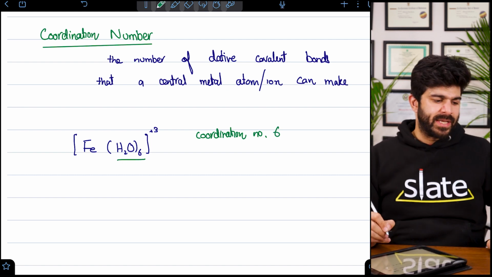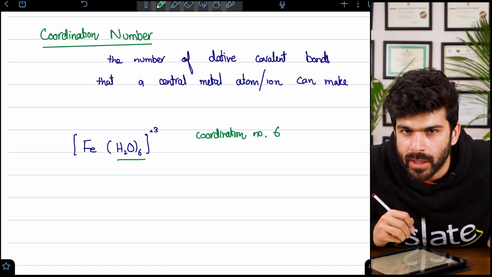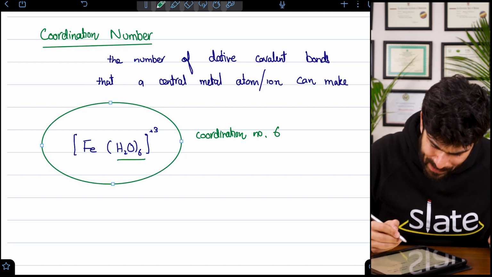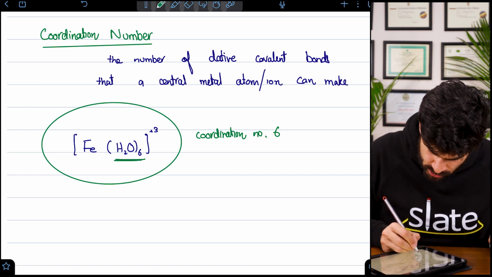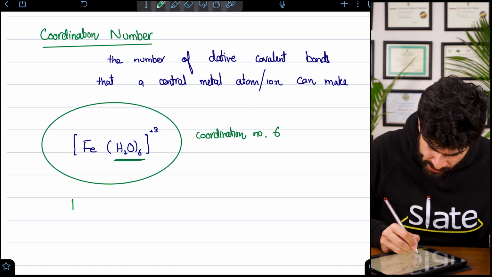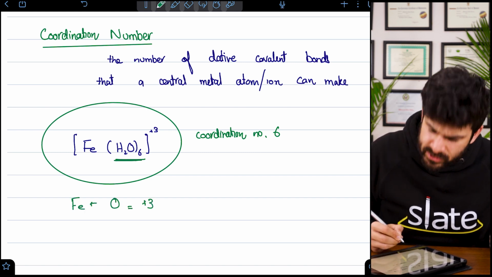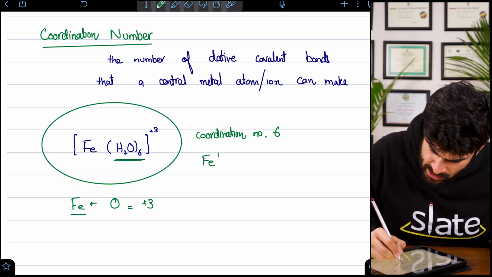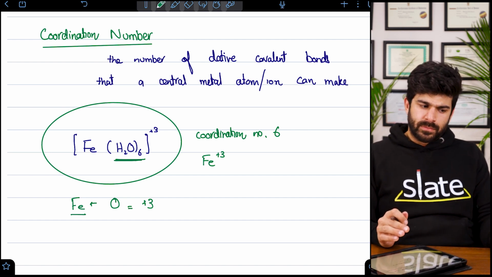Six, as it is making 6 different bonds. And what is the charge of iron? That is an important calculation. The charge of its whole complex is +3. We know water has a 0 charge. So iron plus 0 equals +3, which is the total charge. So the charge of iron here is +3. That is how you can find out.